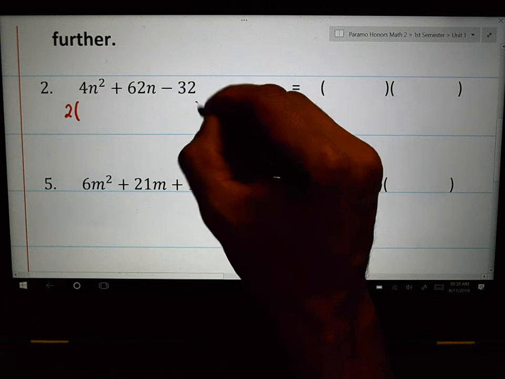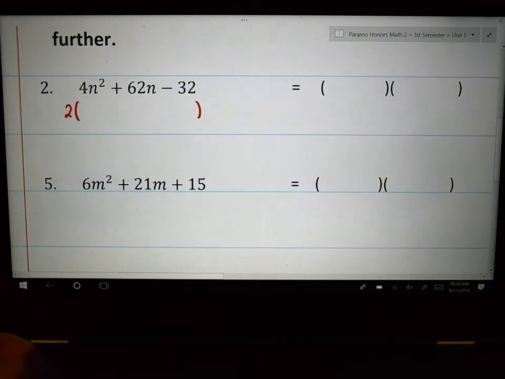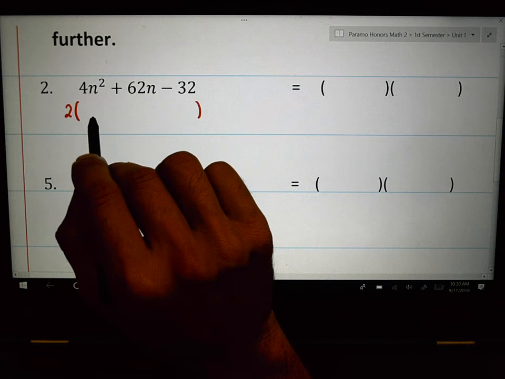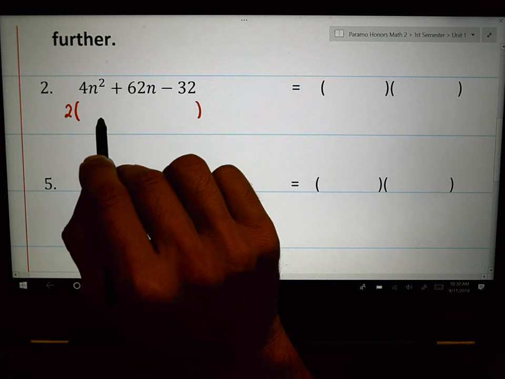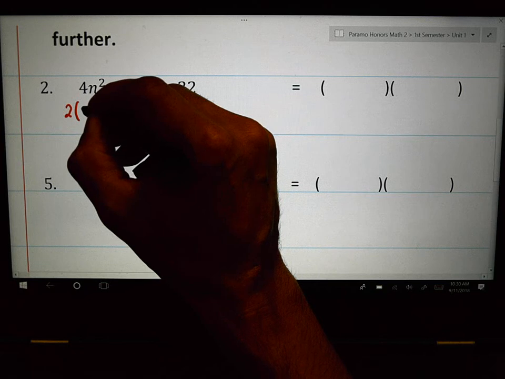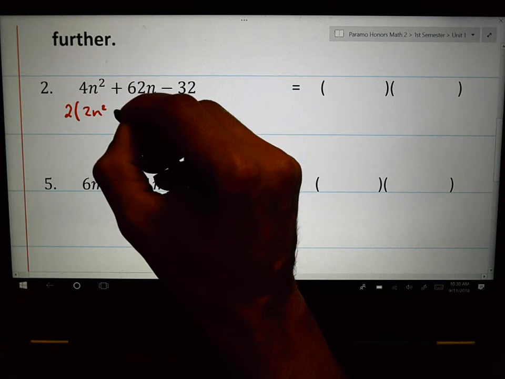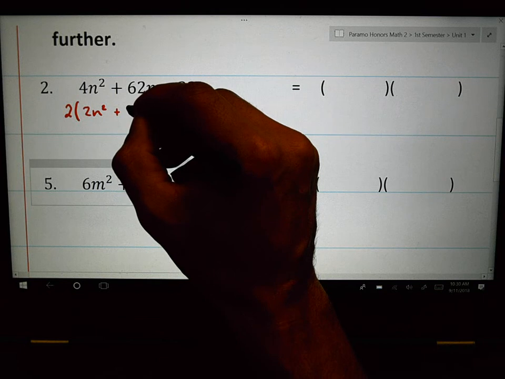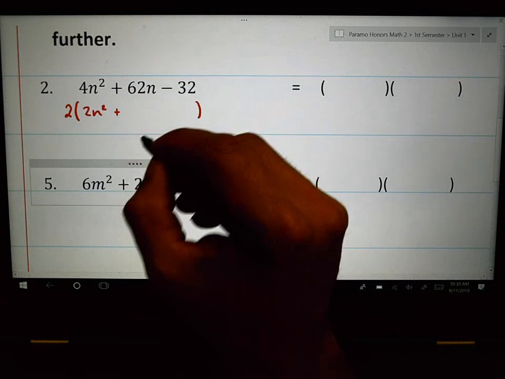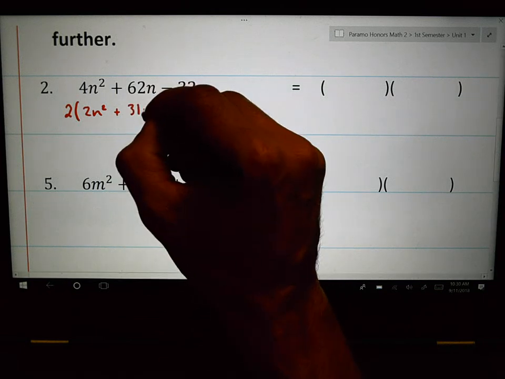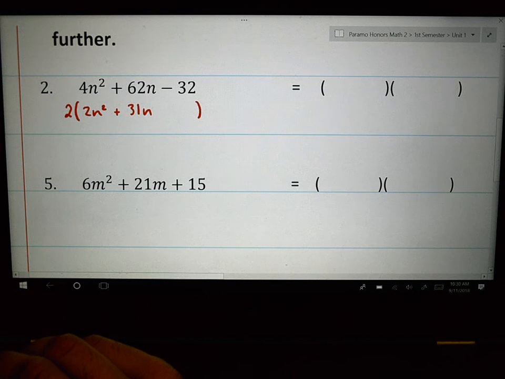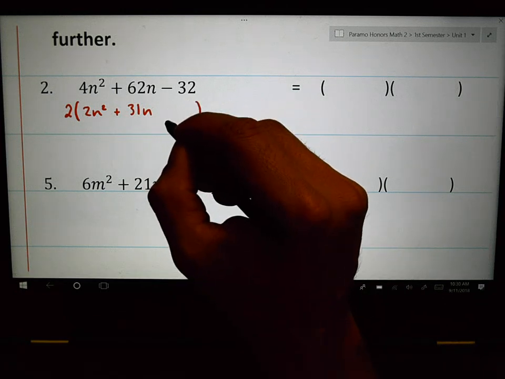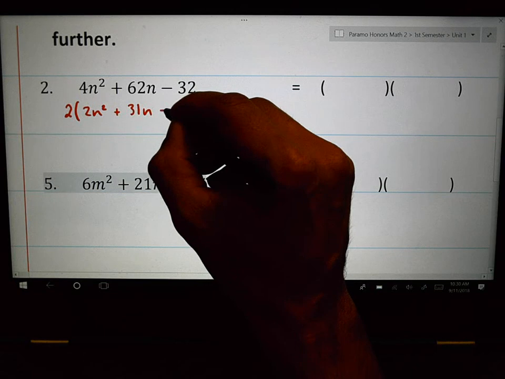If you factor out a 2, tell me what the first term is inside the parentheses. Go ahead and say it out loud. Perfect. Plus, what's the second term? Say it out loud. 30, just 31? 39. Thank you. What's the last term going to be? 16. Just the 16? Thank you.